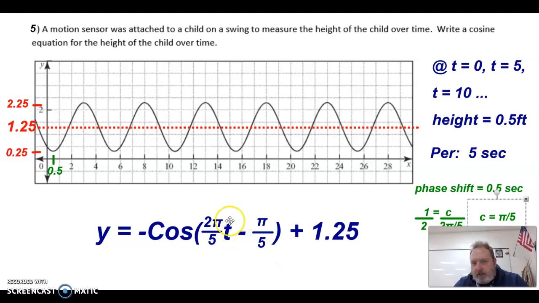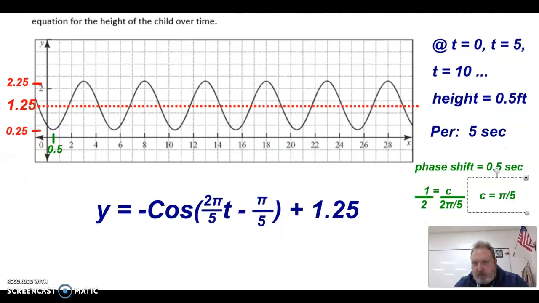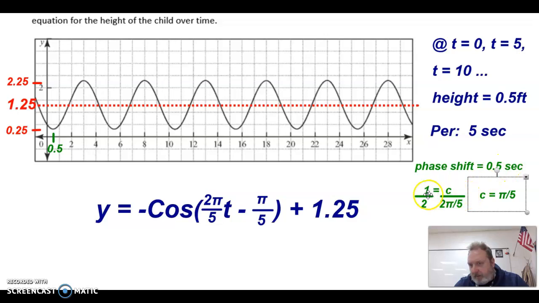We can get our period here. We know it's 5 seconds, so 2 pi over 5. So there's my period there. And then I can do the phase shift. You can see the bottom of the wave here is a half a second over from 0. So I need to do my phase shift here of a half a second. So 1/2 second is C over K. And when I solve this for C, I'm going to get 2 pi over 10, or pi over 5.